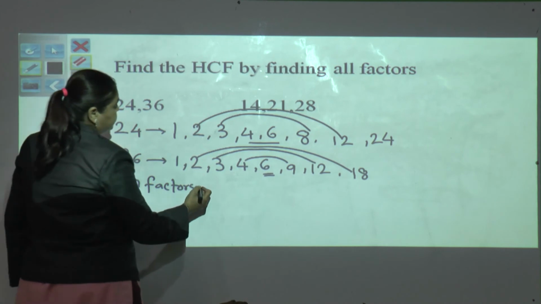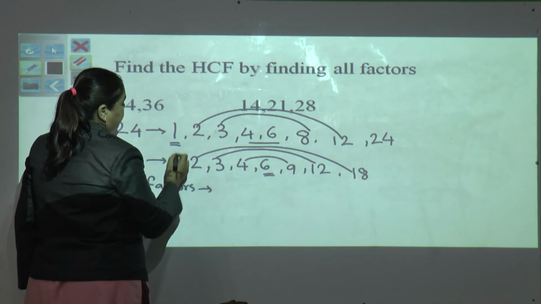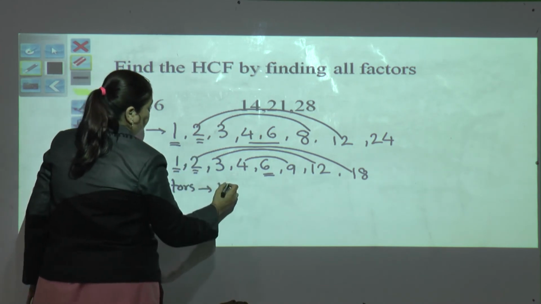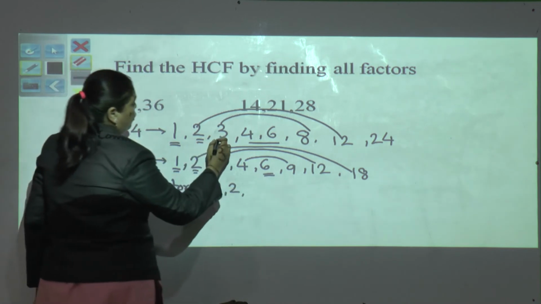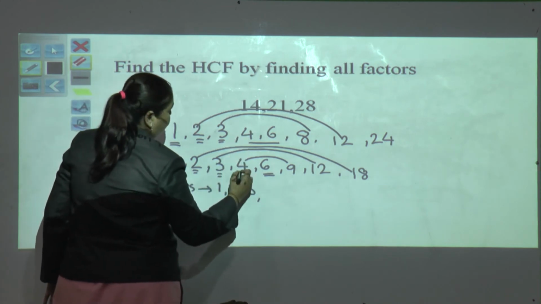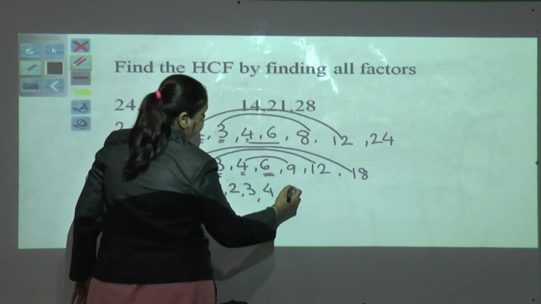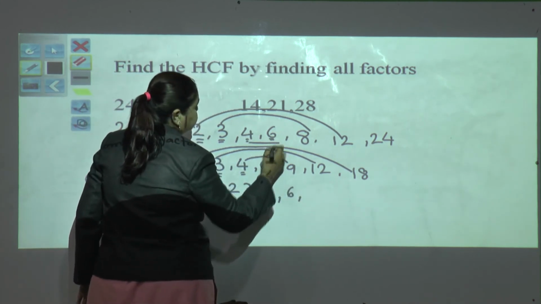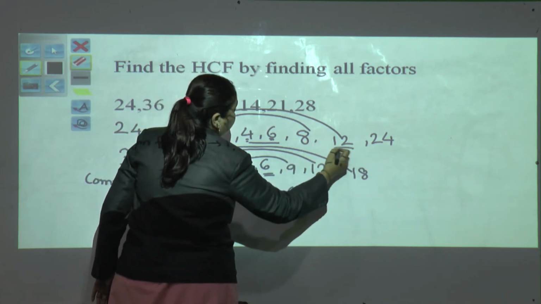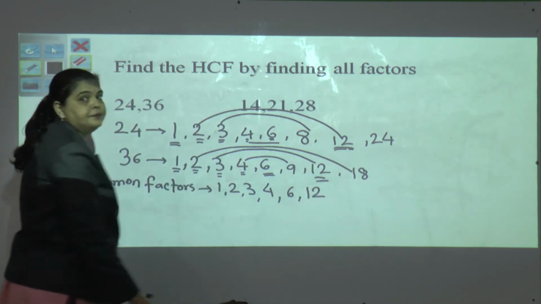What are the common factors? 1, I have 1 here, I will underline it, so I will write 1. 2 is common, so I will write 2. 3 is common, so I will write 3. 4 is common, so I will write 4 here, and 6 is common, I will write 6. And I don't have 8 here, I don't have 9 here, and I have a common factor 12, so I am writing 12.